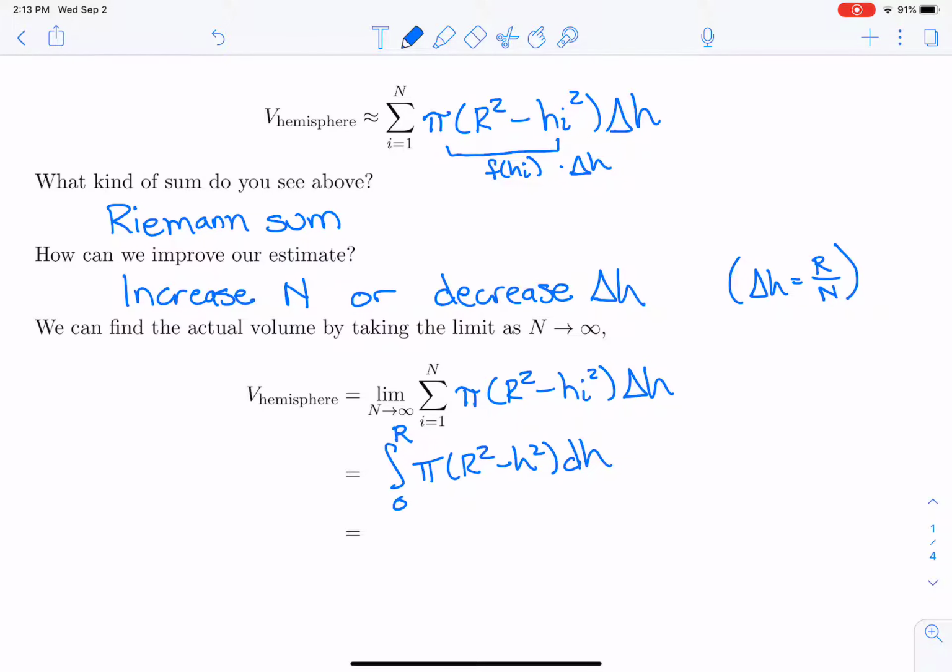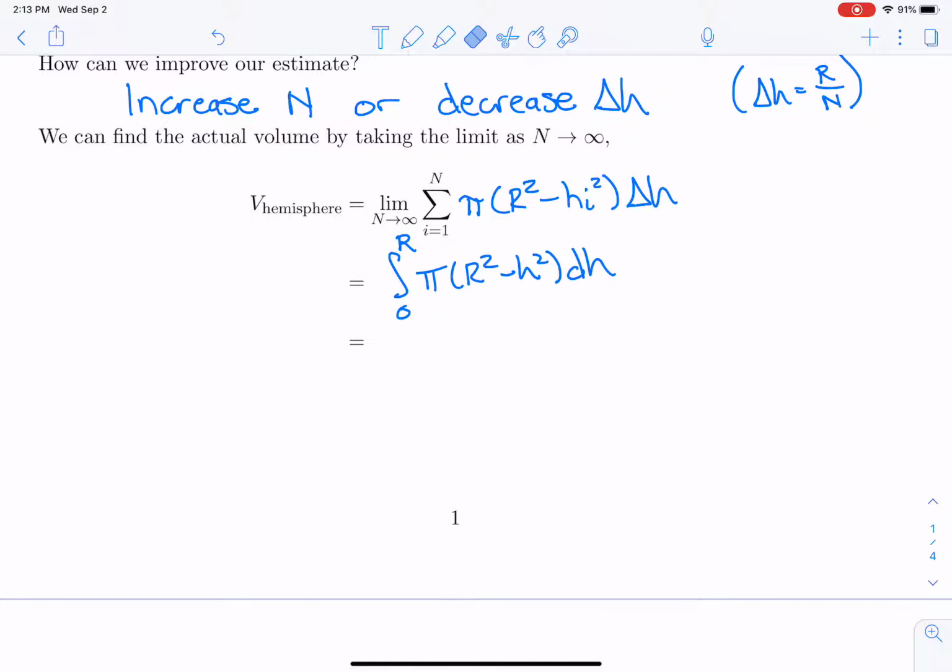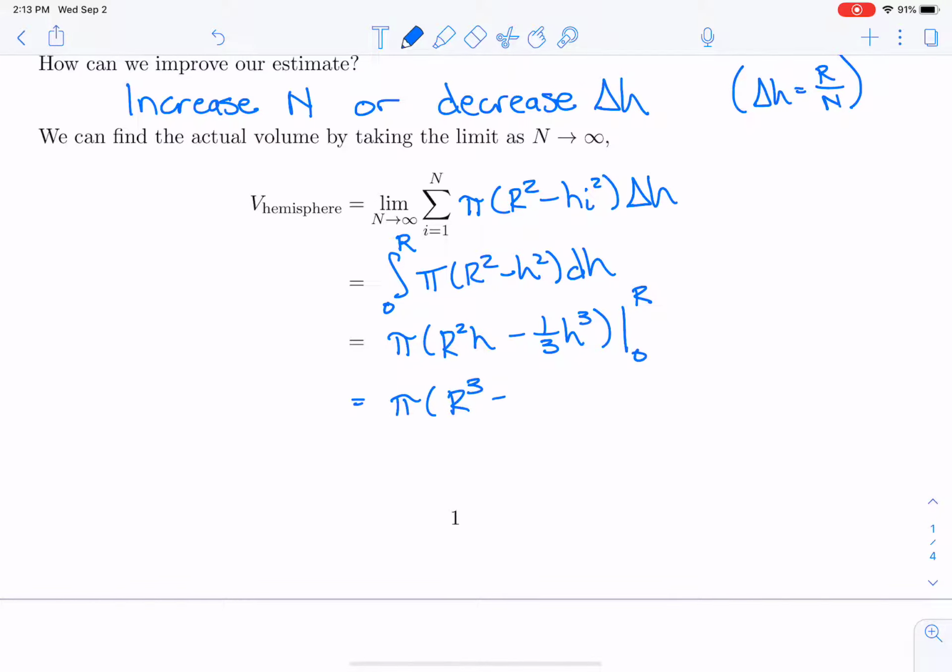So now all that's left is to compute this integral. So we have pi times r squared h minus 1/3 h cubed, all that evaluated between 0 and capital R. So we're going to get pi times r cubed minus 1/3 r cubed. So that looks like 2/3 pi r cubed.